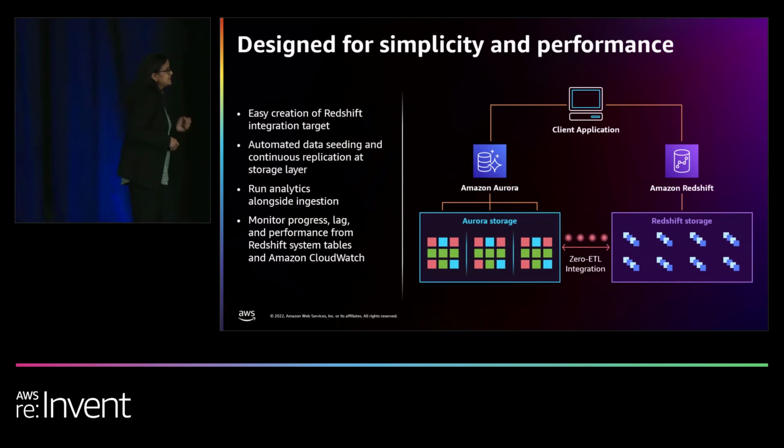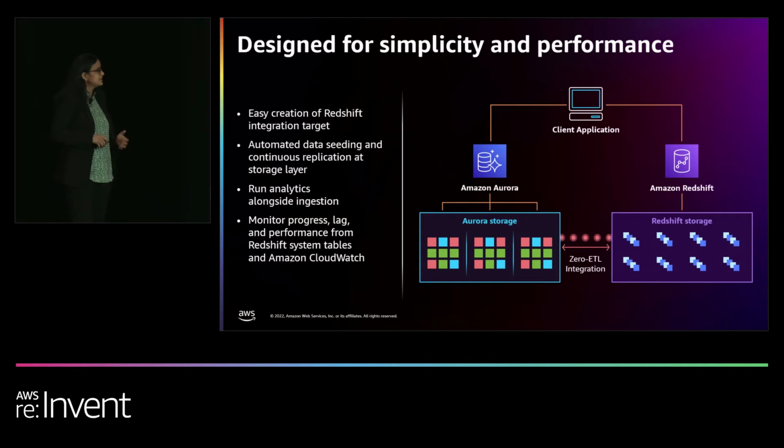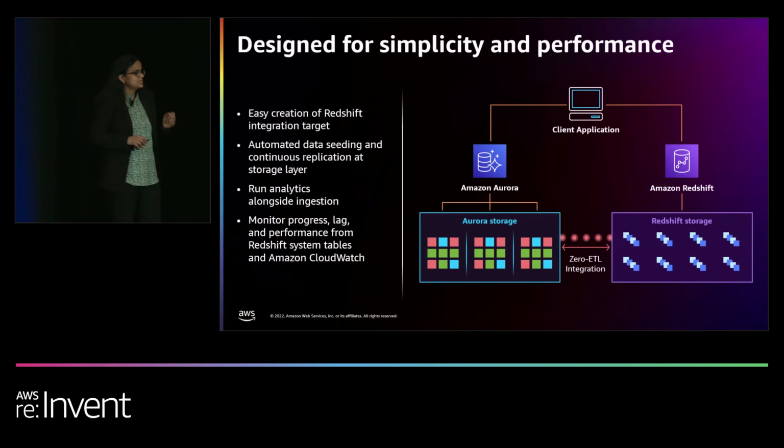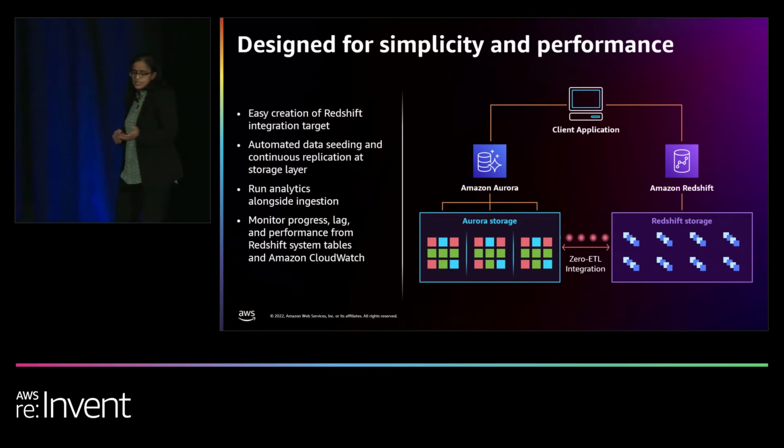This particular integration is designed for simplicity and performance. So as a customer, all you need to do is specify your source Aurora database, specify your target Redshift data warehouse, and that's it. And immediately, the data seeding starts to occur. Data will appear in Redshift. And from then onwards, anytime the changes happen on Aurora, the changes are reflected back into Redshift within seconds. And the replication is happening at the storage layer, so we'll talk about some of those details in later slides.